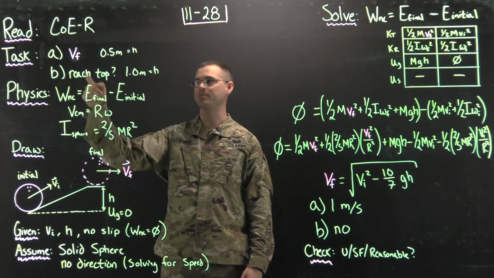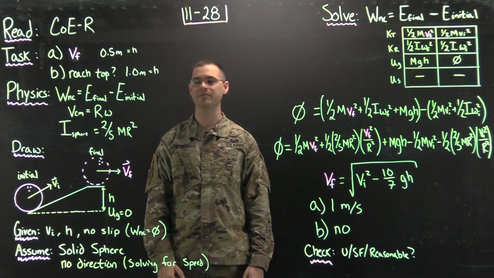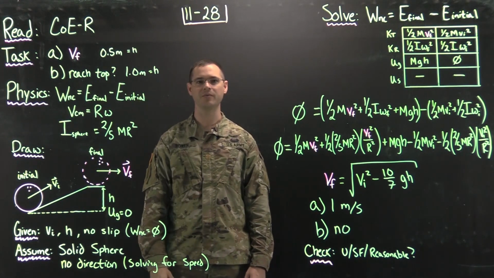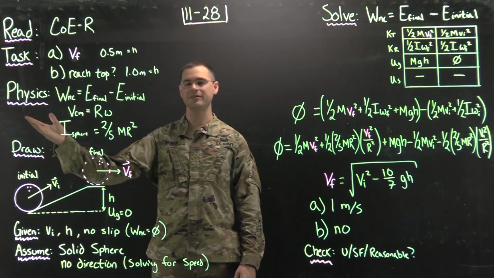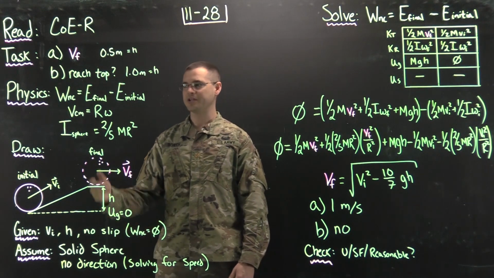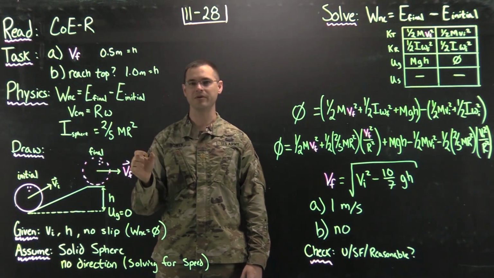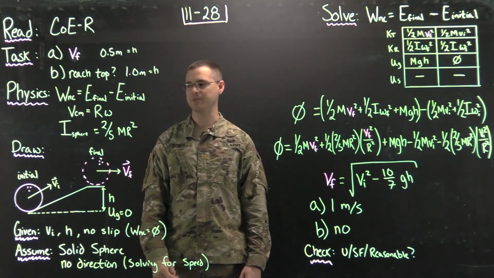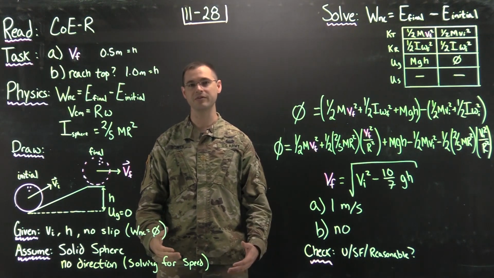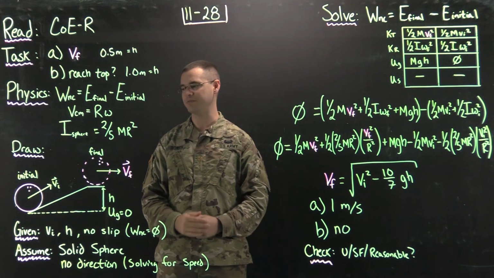Our task in the first part is to find the final velocity at the top with a given height of ½ meter. And in part B, it's to see if it even reaches the top if we increase the height to 1 meter. Now, the physics that we need is our expression for conservation of energy. Additionally, we need the link equation, because with rolling motion there's a link between our speed at the center of mass and our angular speed. And we need the expression for the inertia of a sphere, because we're going to assume that our bowling ball is a solid sphere with a uniform density.